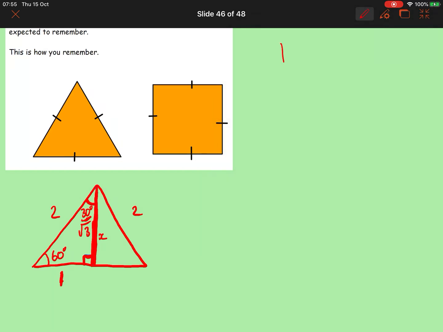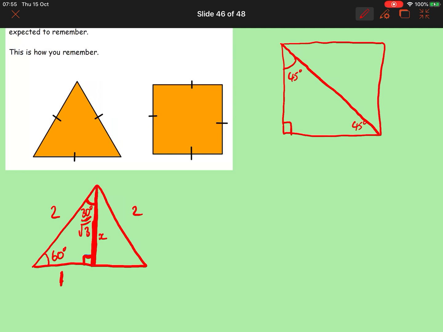and 60. But the square, what we do again, we chop that in half. If I chop that in half, what I know is this angle is 45 degrees and this angle is 45 degrees. And what I do is I make this a square of side length 1, not side length 2 like the equilateral triangle. And so what is the hypotenuse side? What's the length of the diagonal? Well, call it x again. x squared equals 1 squared plus 1 squared. x squared equals 2, x equals root 2. So this length here is root 2.